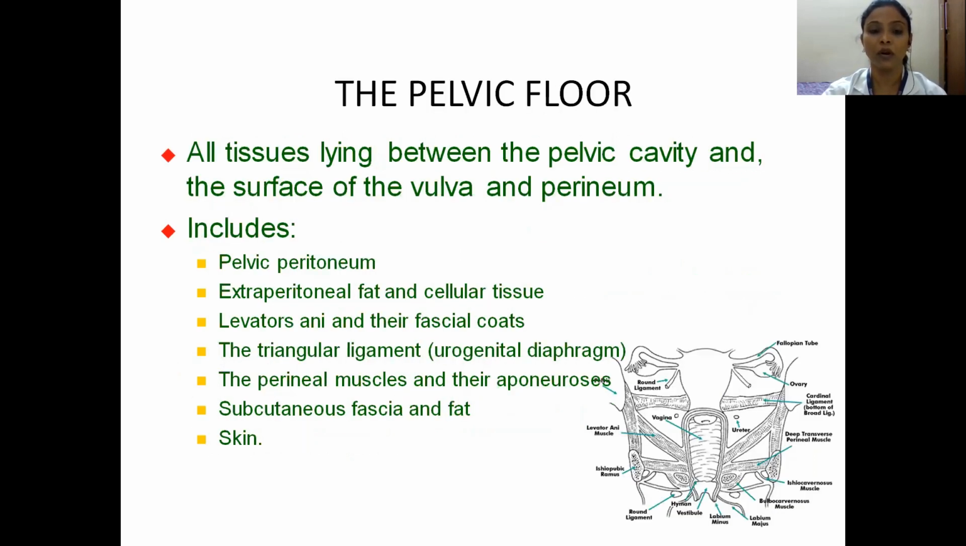Next, the pelvic floor. All tissues lying between the pelvic cavity and the surface of the vulva and the perineum are called the pelvic floor. It includes pelvic peritoneum, extraperitoneal fat and cellular tissue, levator ani, their fascial coats, the triangular ligament, that is the urogenital diaphragm, the perineal muscles and their aponeurosis, subcutaneous fascia, fat, and the skin. All these make up the pelvic floor, which is only the surface of the vulva and the perineum.